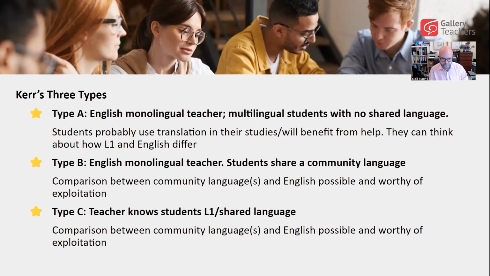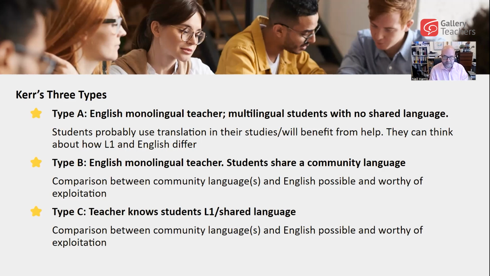Type C, the teacher knows the same language as the students themselves. So me working in Italy, where I'm a very competent speaker of the language, I can use that knowledge to good effect in the classroom. So can I just ask you, before we look at these 5 activities, to answer this question for yourself? In your current teaching context, are you teacher A, B, or C?